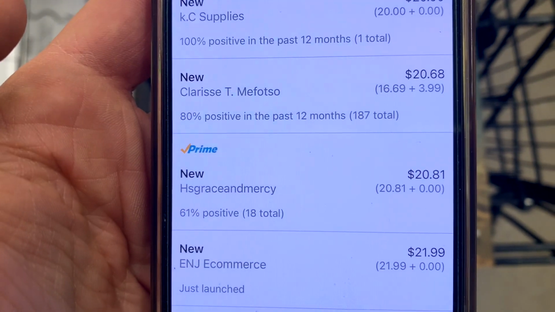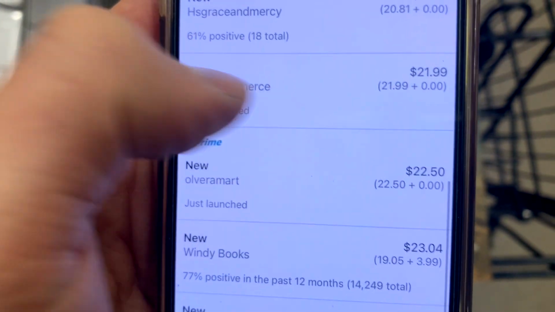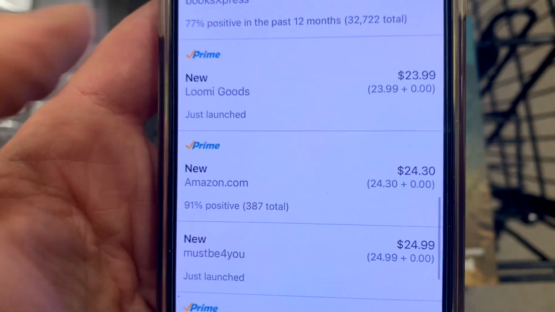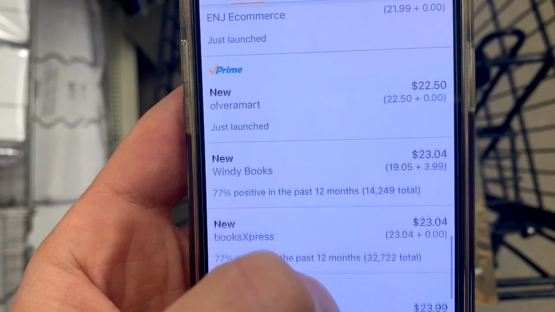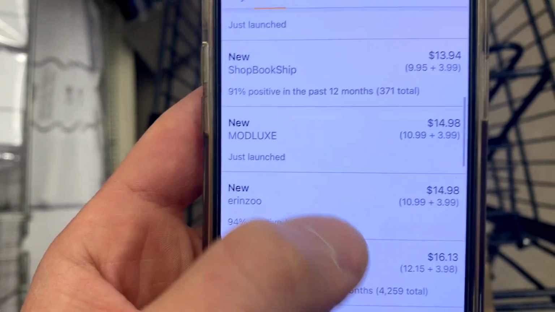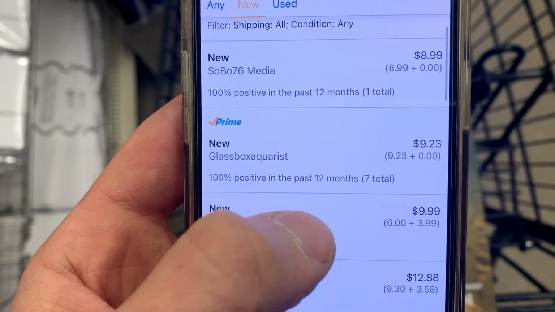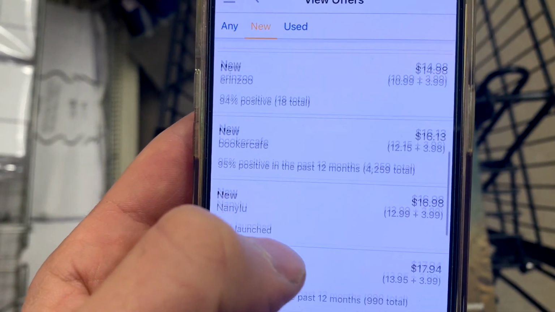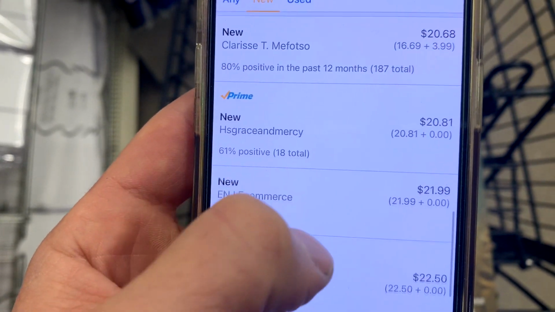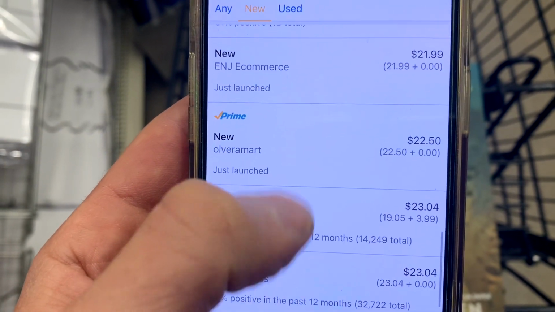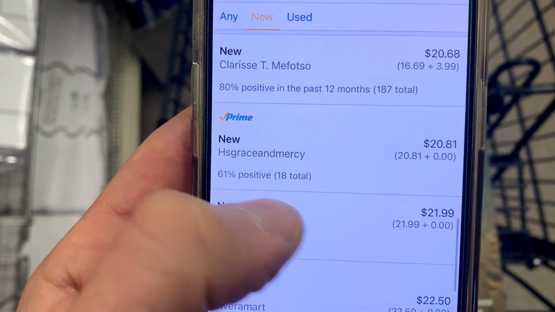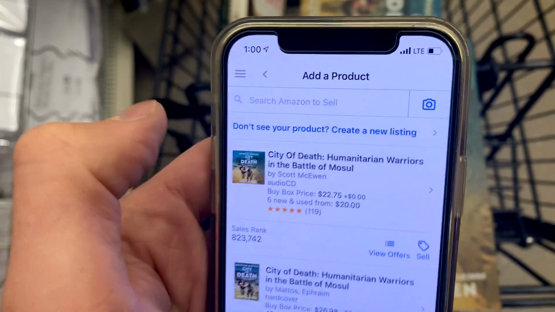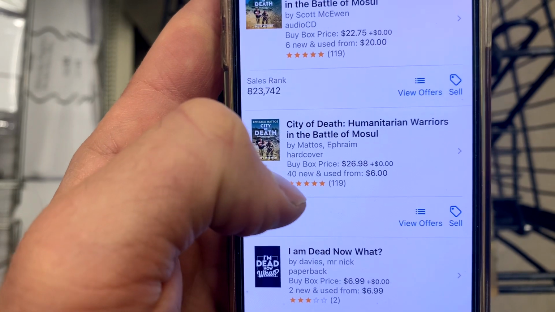is $20.81. And there's another one for $22.50, $23.99, and then Amazon comes in at $24.30. So what I think is actually going to happen here is that this crazy person down here selling it for $9.23 is going to sell out of these really quickly, leaving the next best prime price to be around $20. It was $20.81 there. So let's go back here and click on the product page.